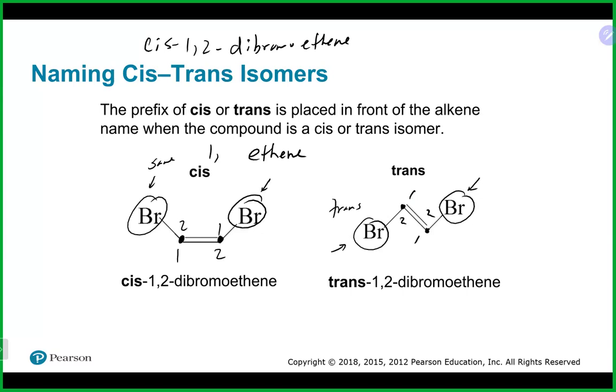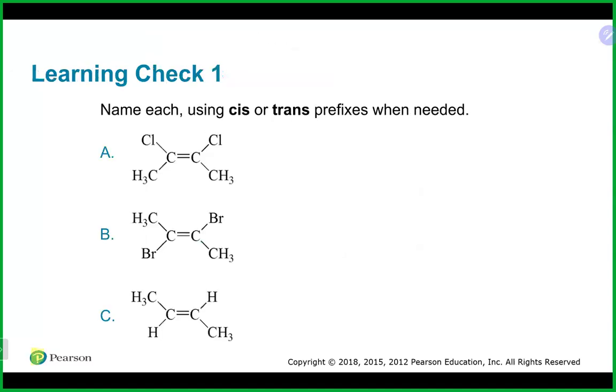So if you had to name it, or if you're given a name, sometimes they just include that in the front of the name to tell you if it is cis or trans in terms of its location. All right, so for each of these, decide is it a cis.